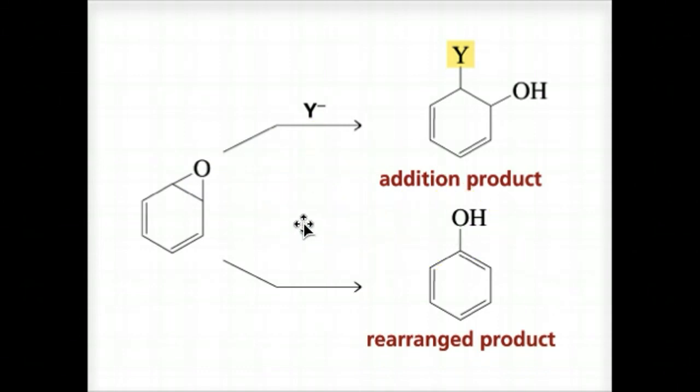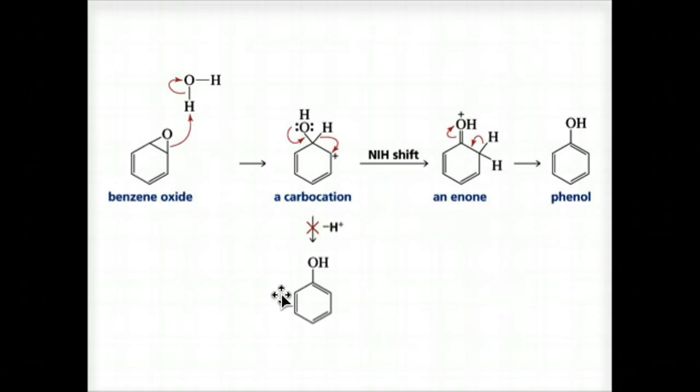So this slide shows the two ways an arene oxide can react. It can react as a typical epoxide, undergoing attack by a nucleophile to form an addition product. Or it may rearrange to form a phenol, as you can see here. Something epoxides such as ethylene oxide cannot do. The mechanism for the arene oxide rearrangement is on the next slide. So let's take a look.